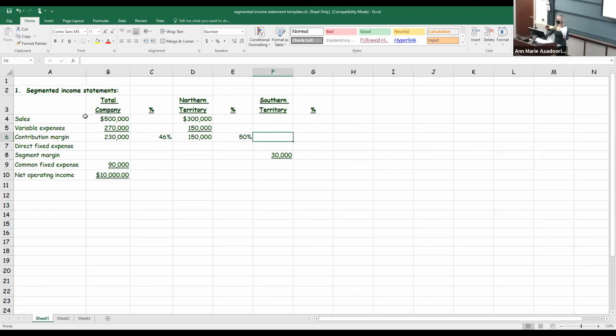So what Louise is saying, like I said, it's like a big Sudoku puzzle because you're taking the company as a whole and breaking it down into the segments. If the company as a whole margin is 230 and 150 is Northern, then the rest of it has to be from Southern. And that would be, what did you say it was? 120,000.